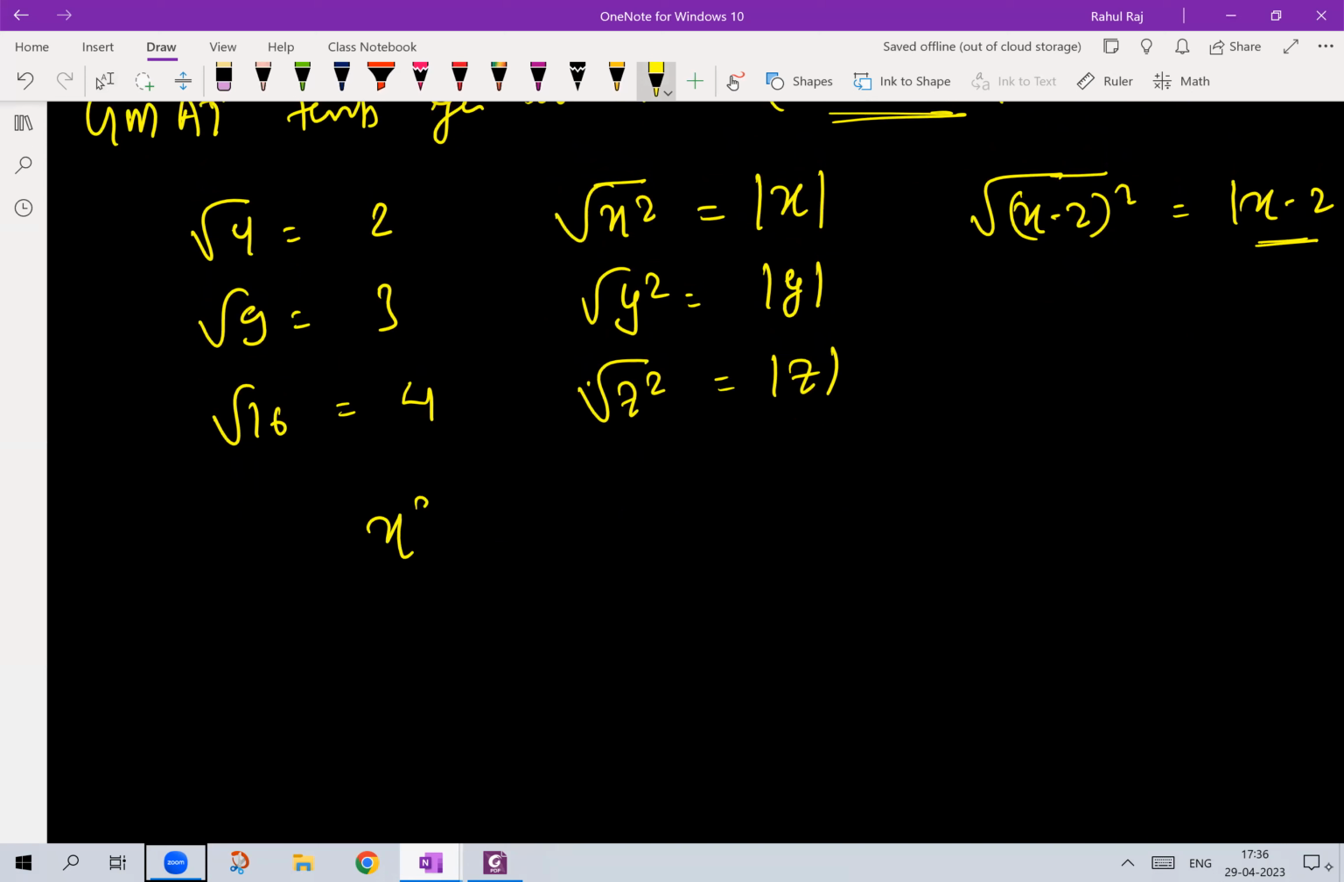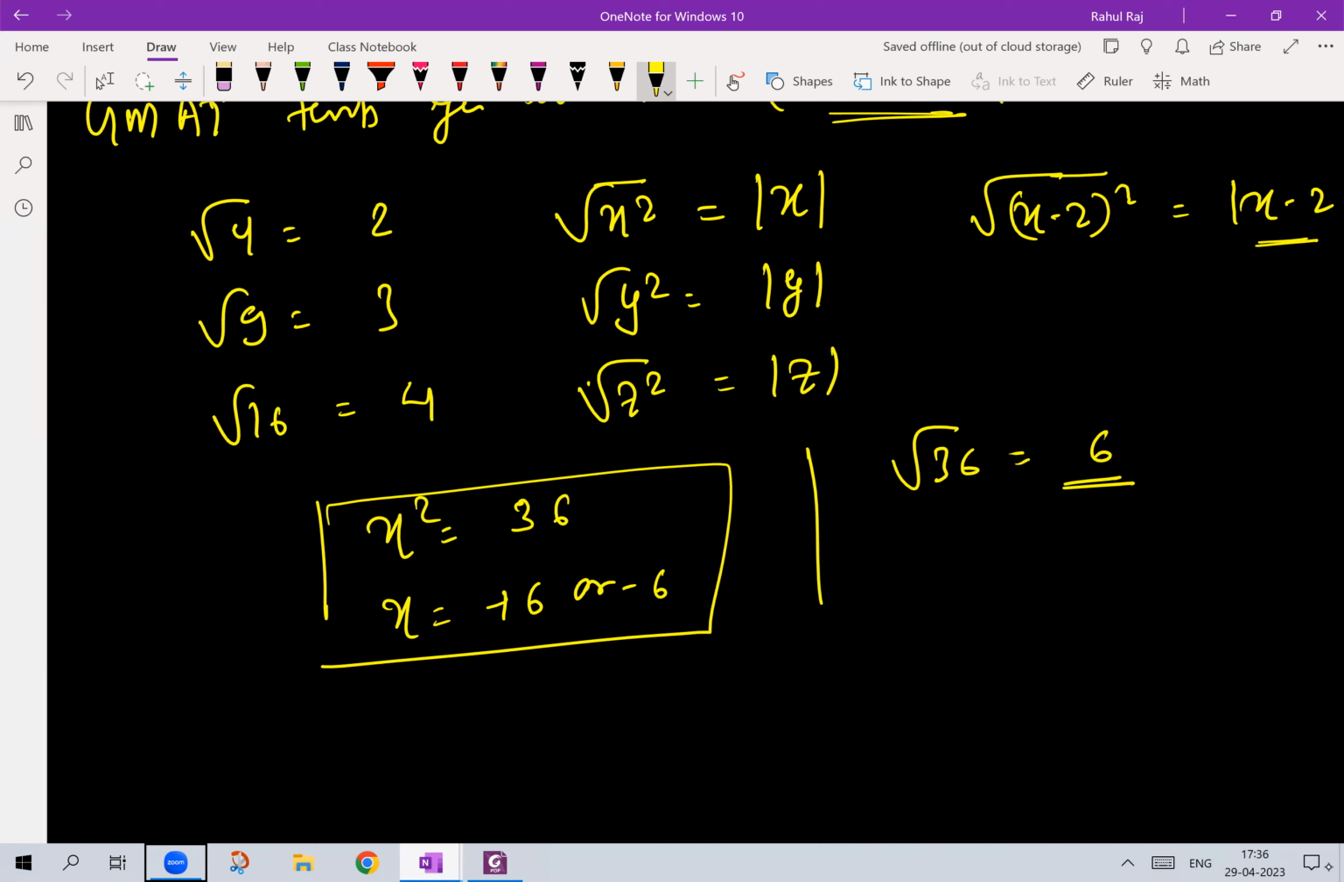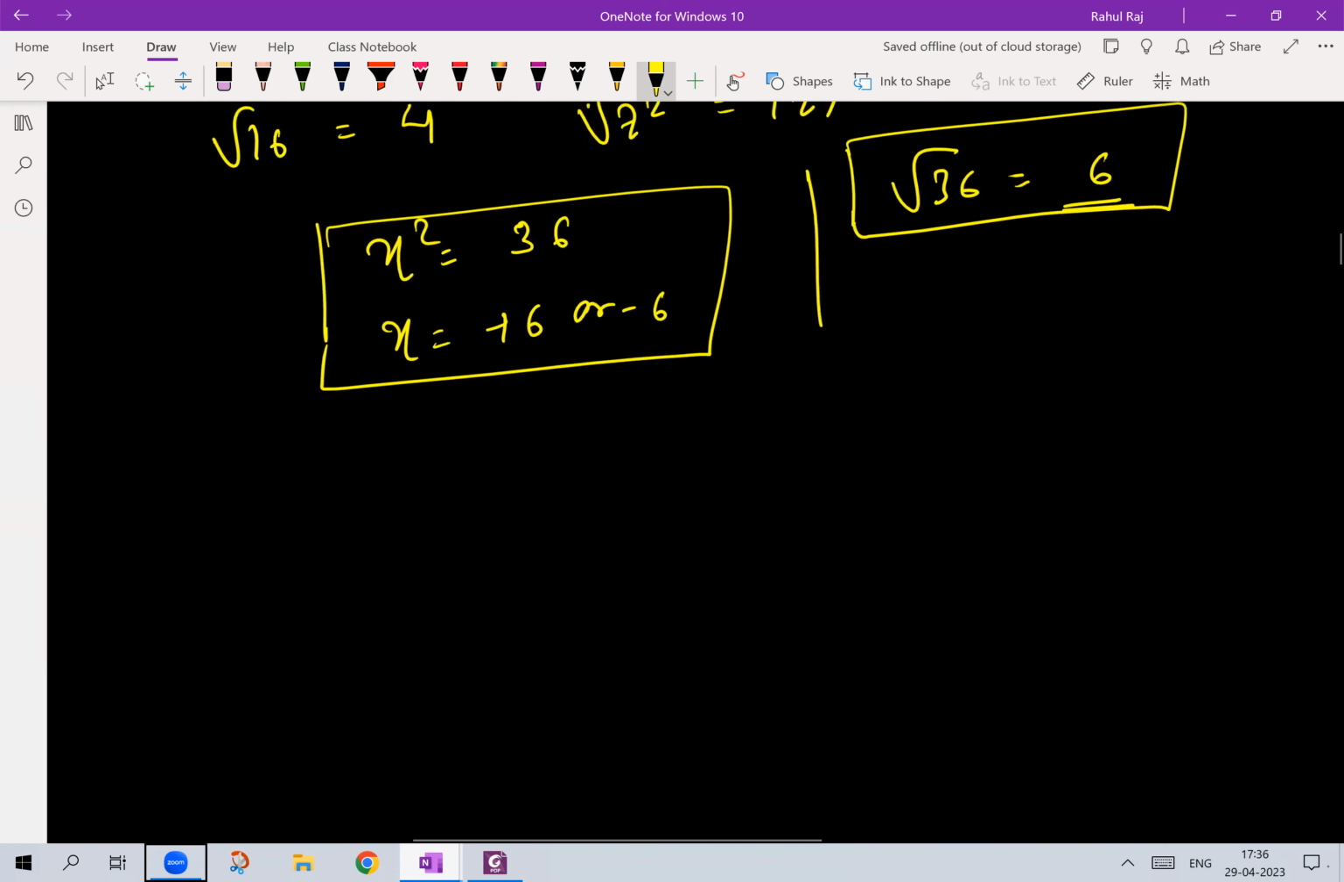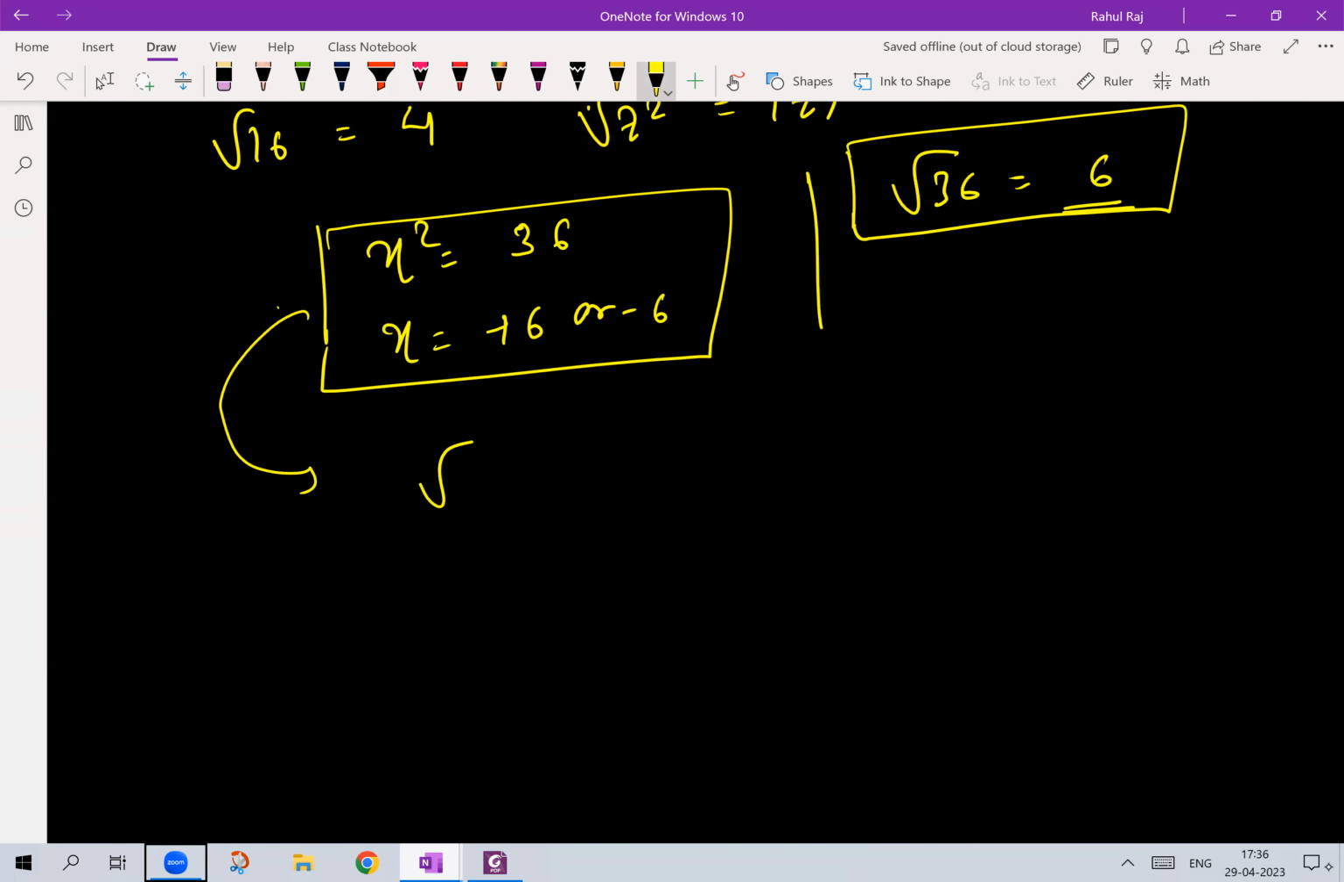So that's the reason I'm trying to say: if I say x square is equal to 36, what is the value of x? x can be plus 6 or minus 6. But if it is root 36, it has to be just 6, no minus 6. Understand the difference. If x square is equal to 36, x can be plus 6 or minus 6. But if it is root 36, it should be just 6. Now the question you can ask me is, how, Rahul? Why is this? Take root.